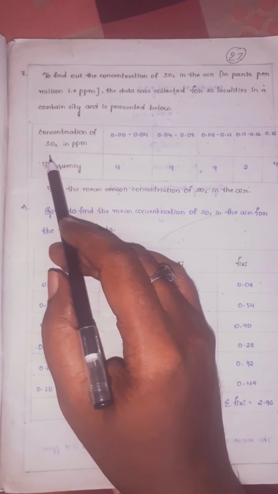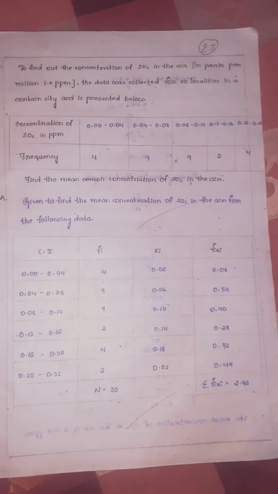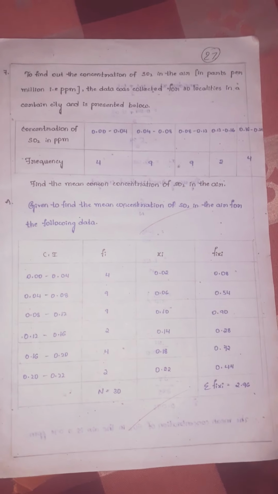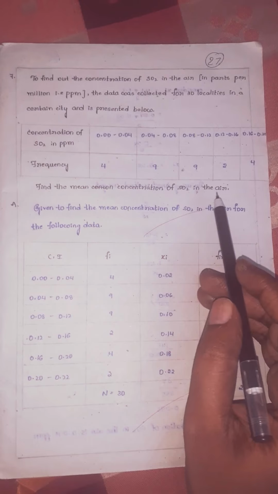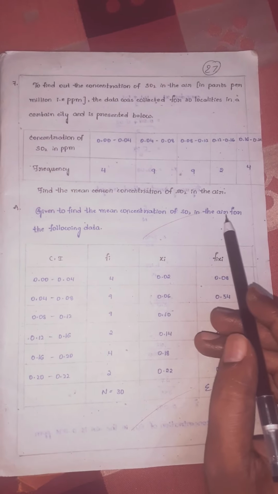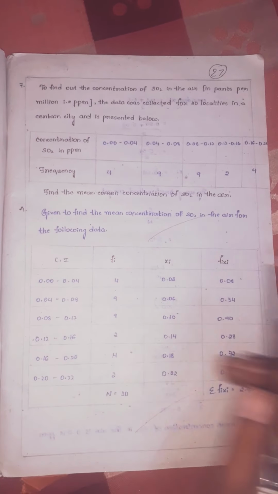So the concentration of SO2 in parts per million. These are the class intervals given, children. These are the frequencies given. So find the mean concentration of SO2 in air for the following data.